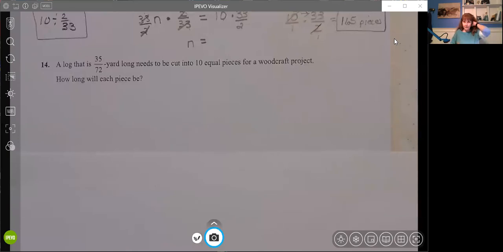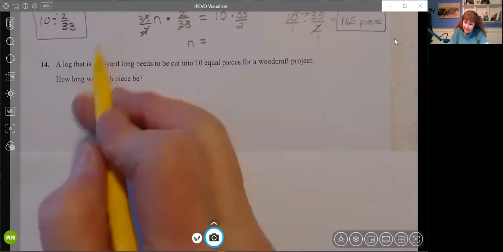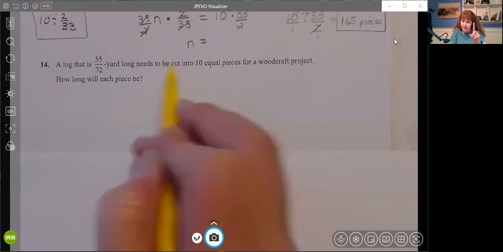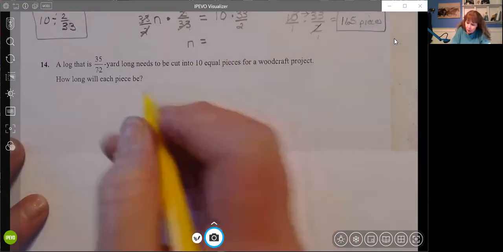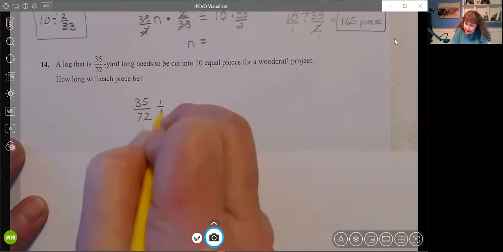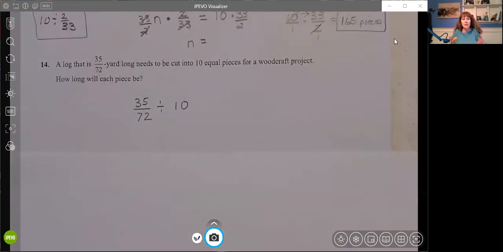A log that is 35/72 yards long needs to be cut into 10 equal pieces for a woodcraft project. How long will each piece be? Well, you're going to take this and divide it. There's your key: you're going to divide it into 10 equal pieces. To me, this one's a little easier than finding an equation. It's just to reason through it.